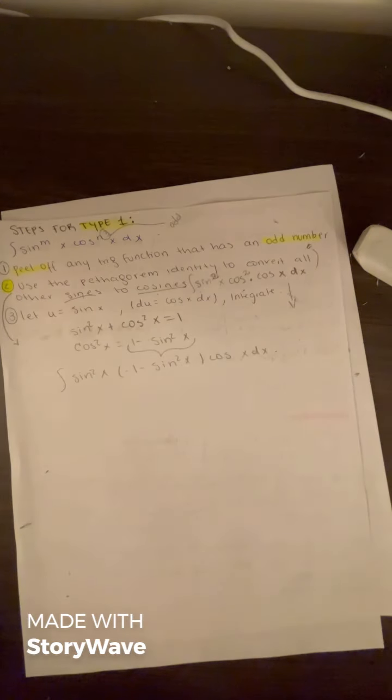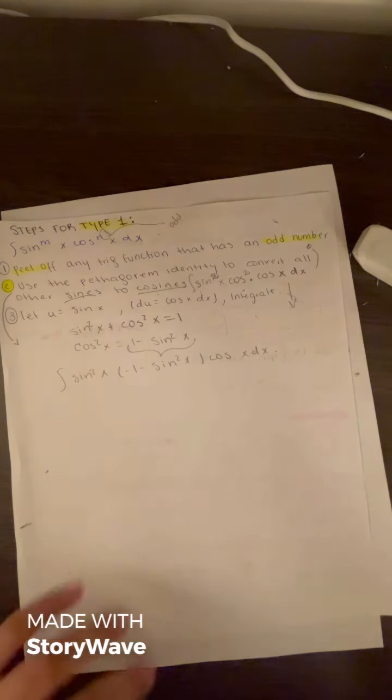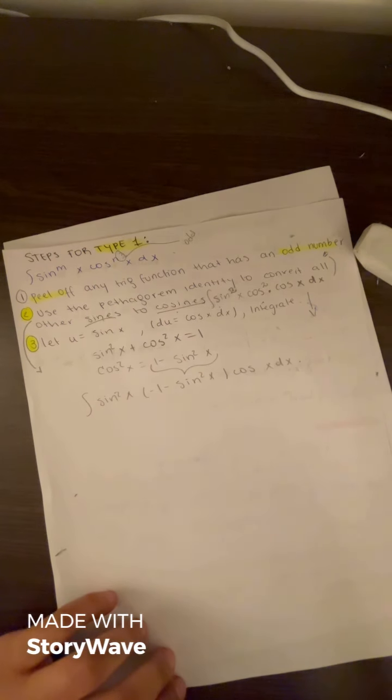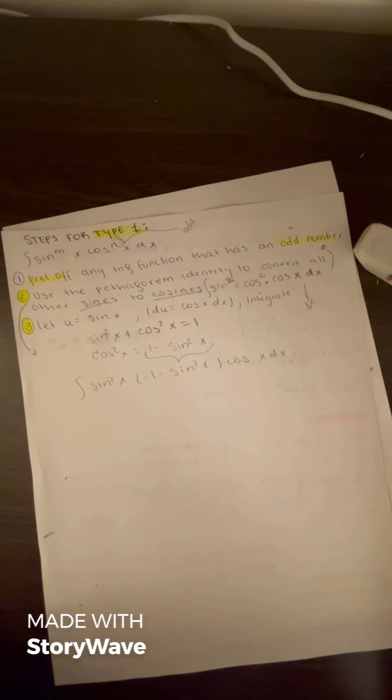So we convert sines to cosines, or it can go the other way, it all depends on the problem that we have. Okay, so now we go to kind of the last step for this section, which is number 3. For that one, we let u be sine of x and du be cosine x dx, and then we integrate. But like I was saying, it all depends on which function has an odd power.